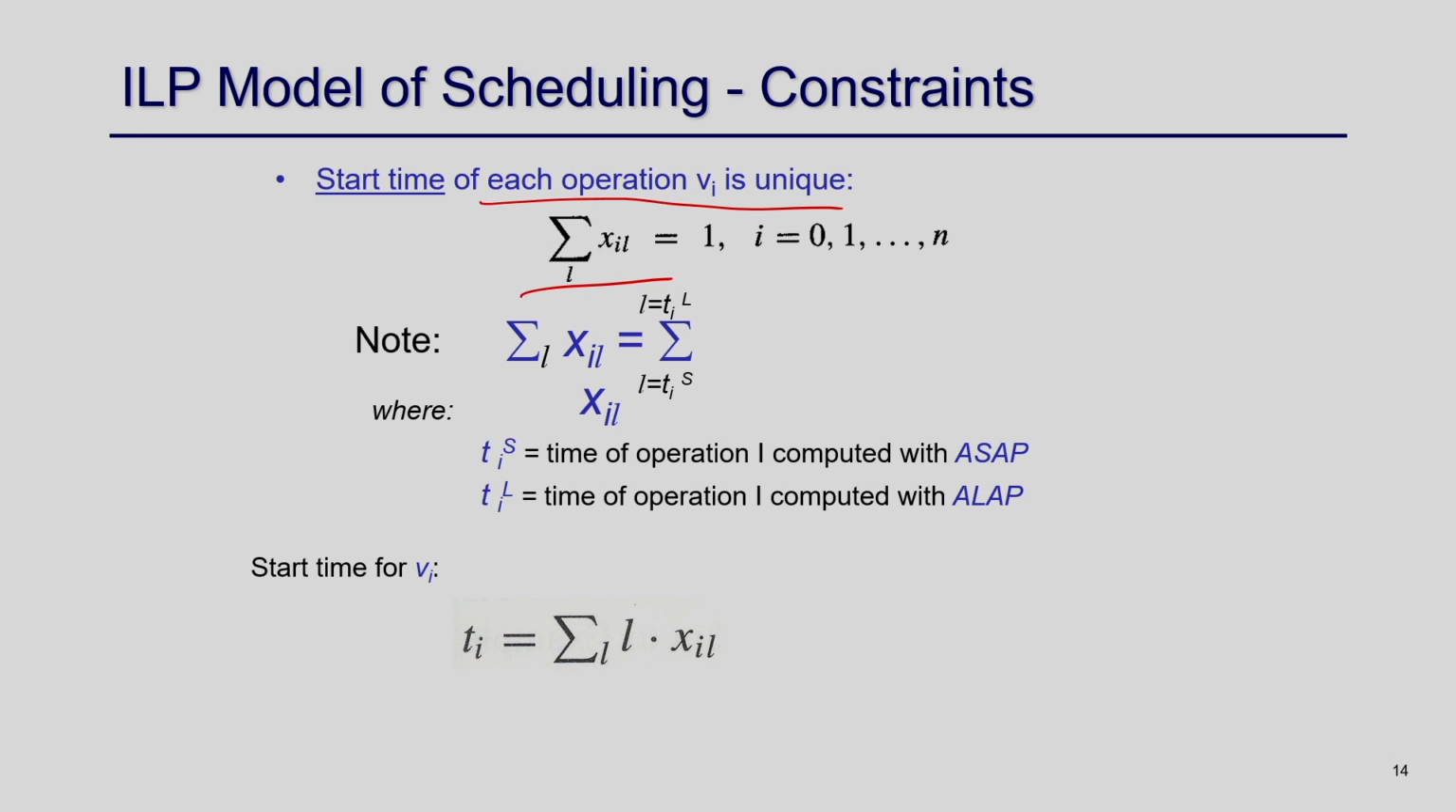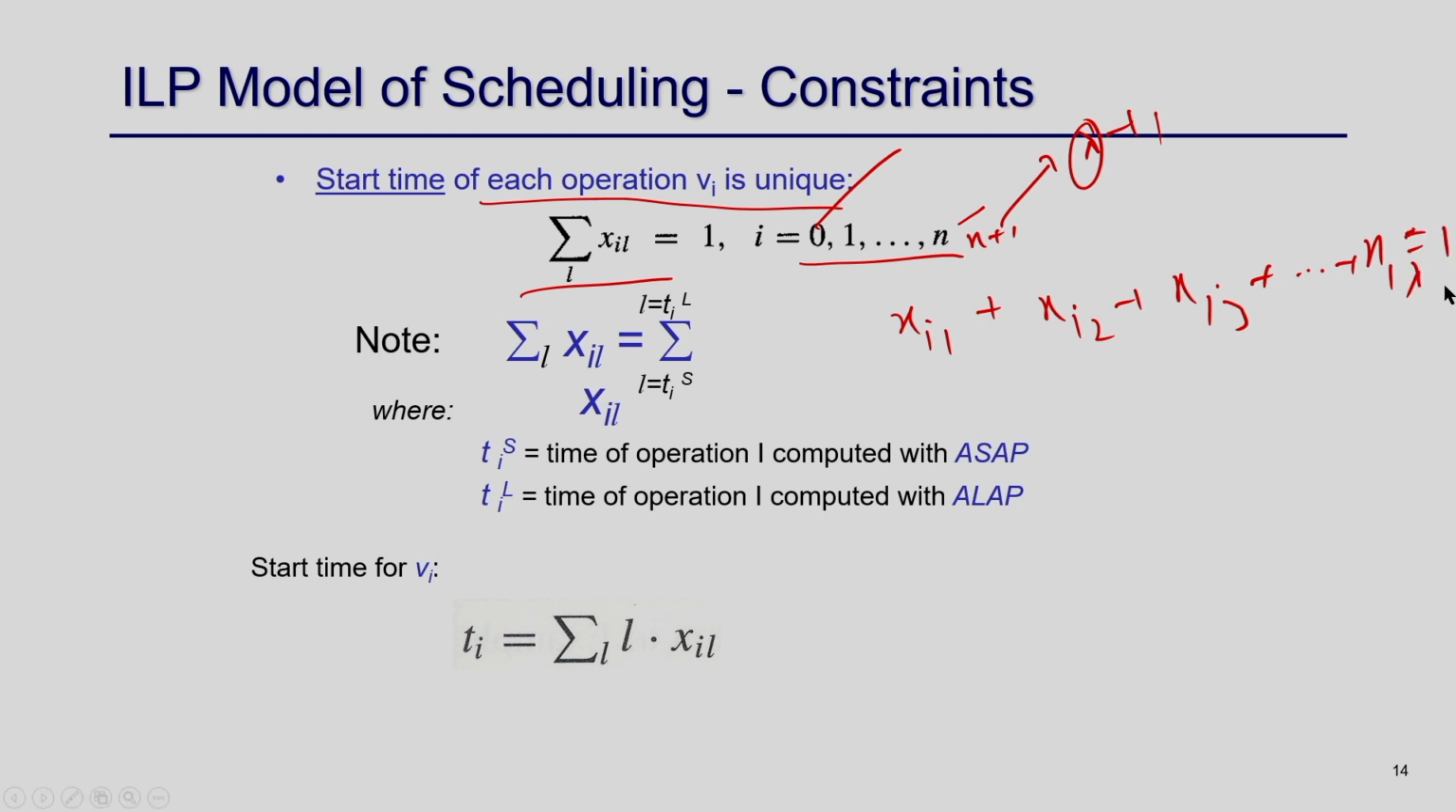Here xil is the variable, for each i starting from 0 to n, because 0 is the source node, and you can assume that there is n plus 1, which is the sink node, always scheduled at lambda plus 1. So for each i, the summation xi1 plus xi2 plus xi3 up to xi lambda should be equal to 1.